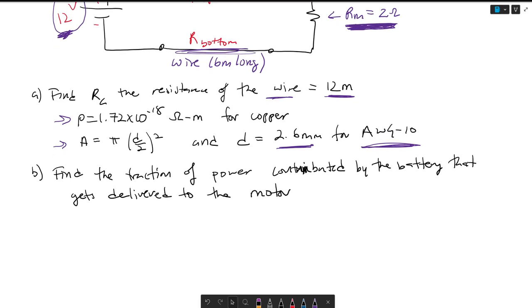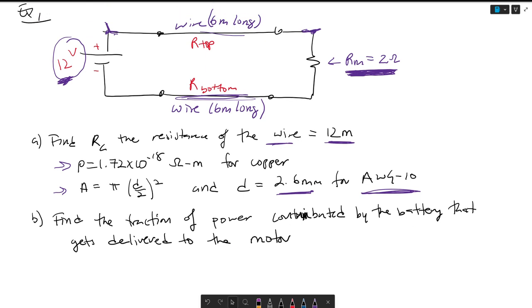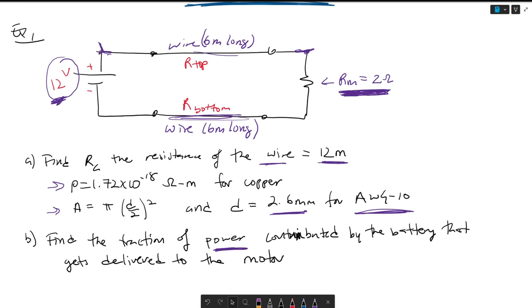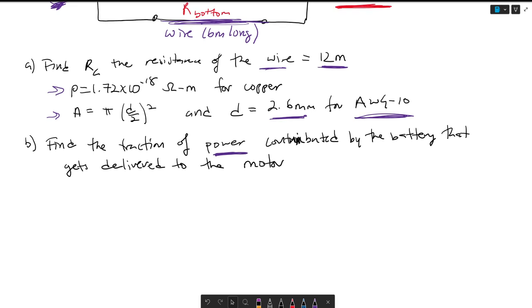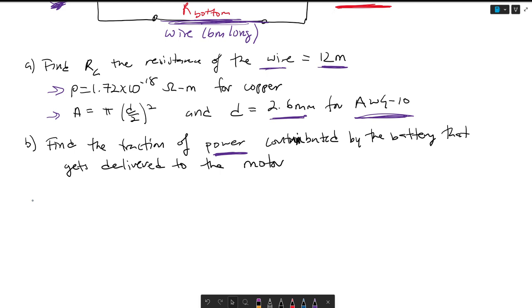Now, the second part of the question is asking for the fraction of power distributed by the battery that gets delivered to the motor. So the wires are actually taking some power, and also the motor is taking some power, but how much is being delivered to the motor is the basis of the question. So I hope you understand the question. So we'll dive into a solution for A.